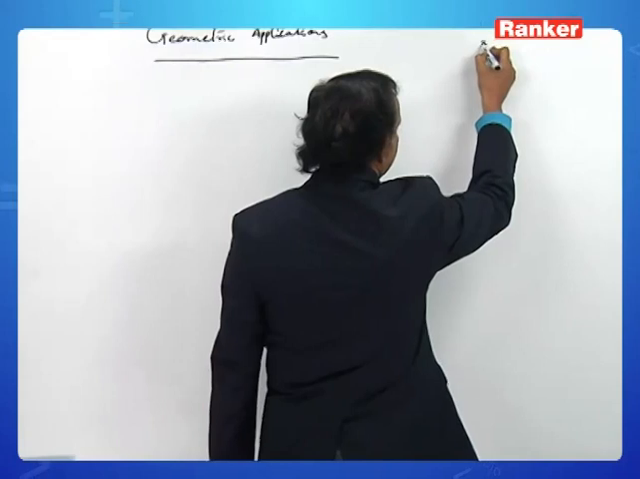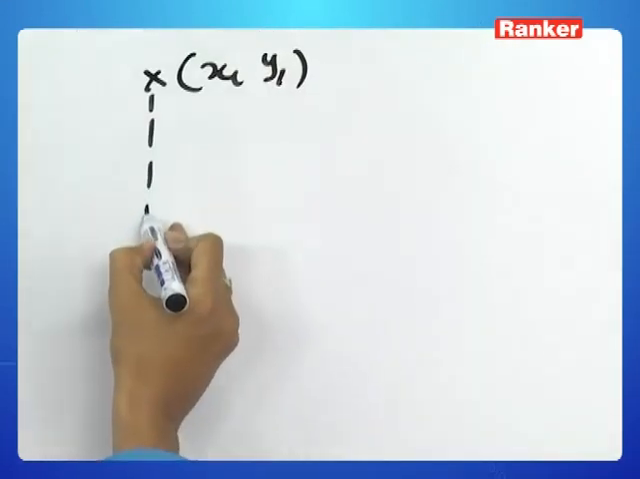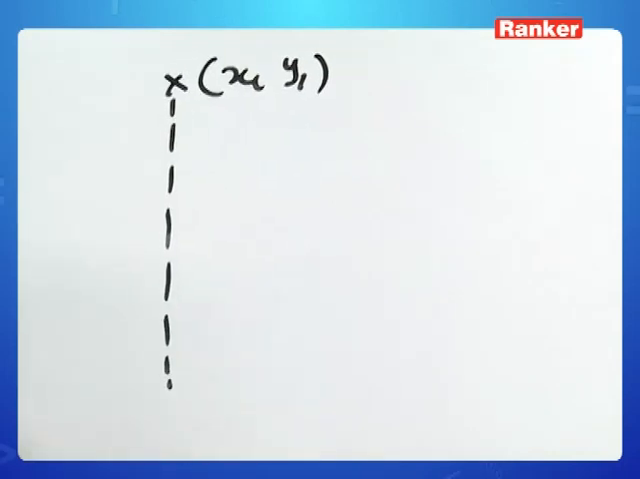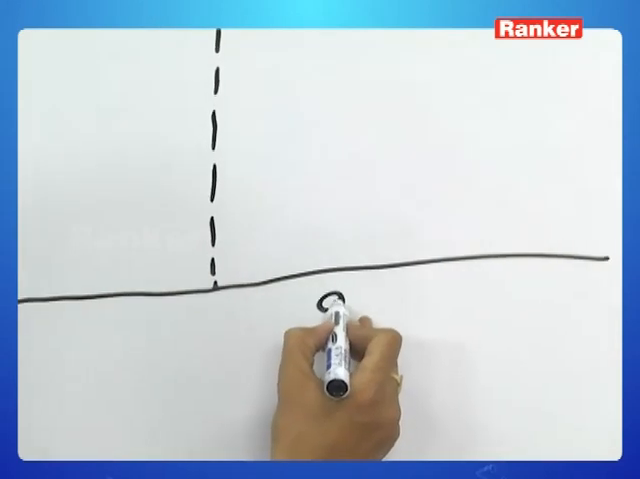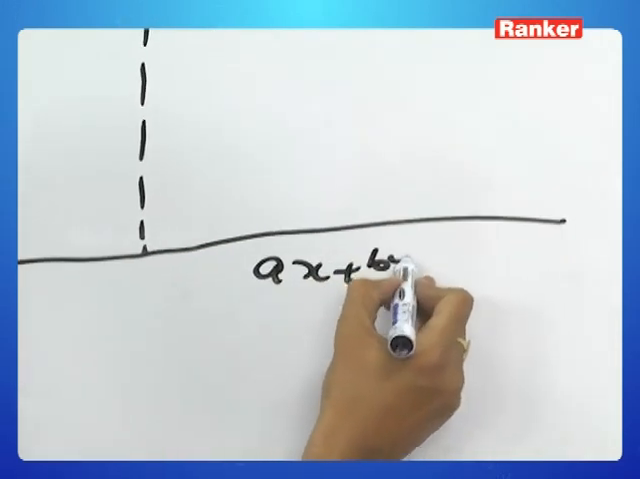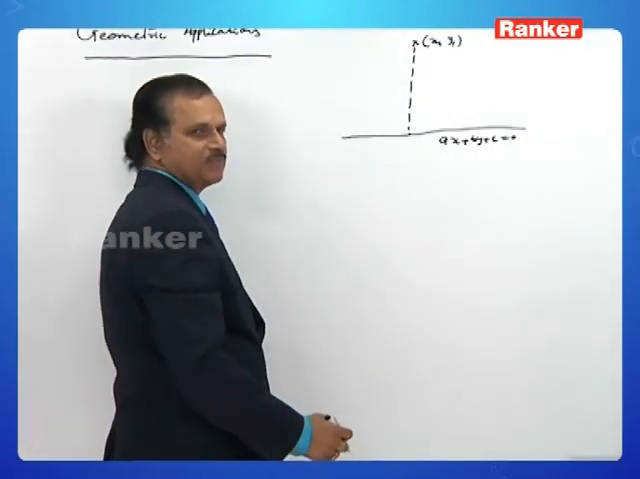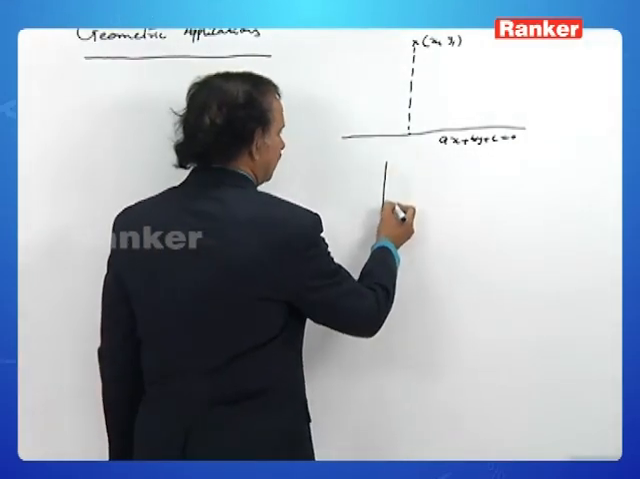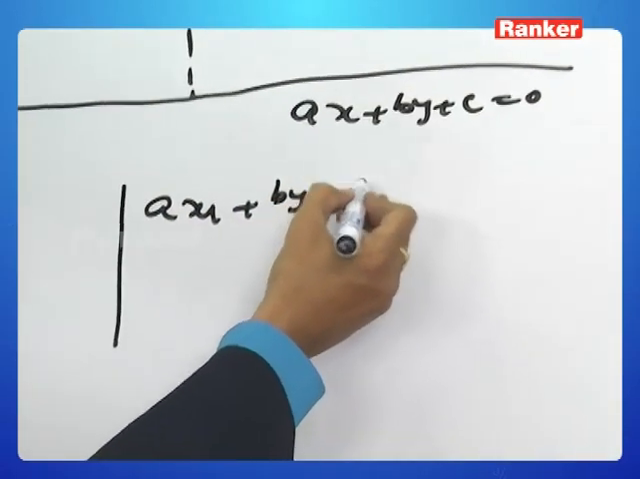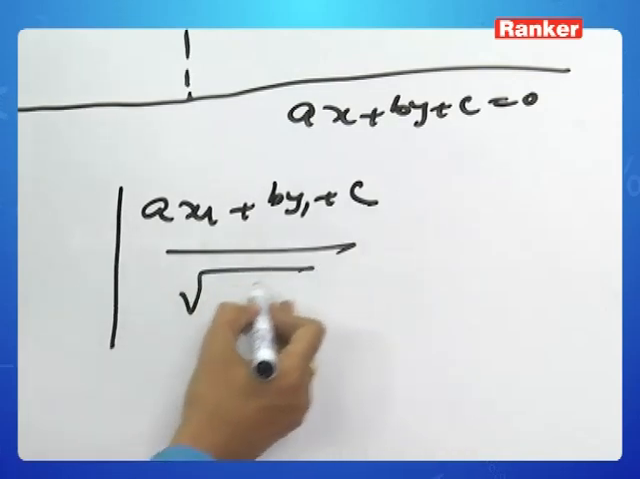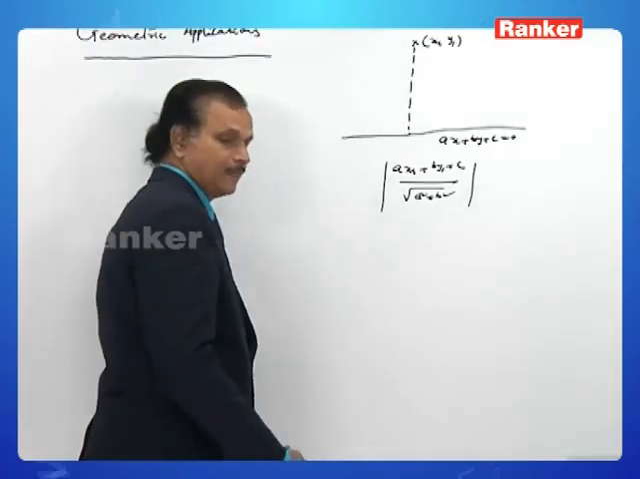Suppose in coordinate geometry, a point say x1, y1 is given, and from which the length of the perpendicular is required onto the straight line ax plus by plus c is equal to 0. Come on friends, let us recollect the procedure. What is the distance here? Modulus of ax1 plus by1 plus c by root of a square plus b square is given.